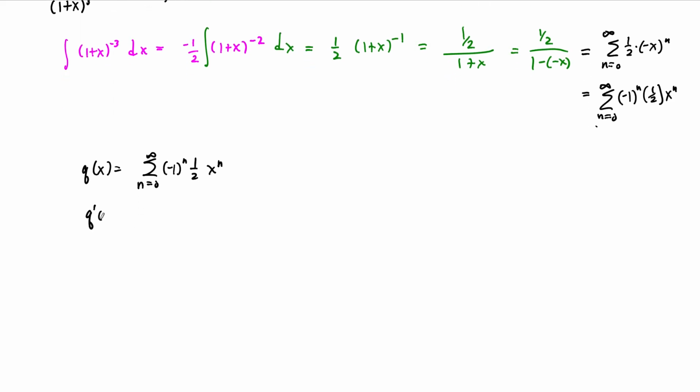And so q prime of x is going to be the sum, n goes from 1 to infinity. Remember, when you take a derivative, you cancel out the constant term, right?